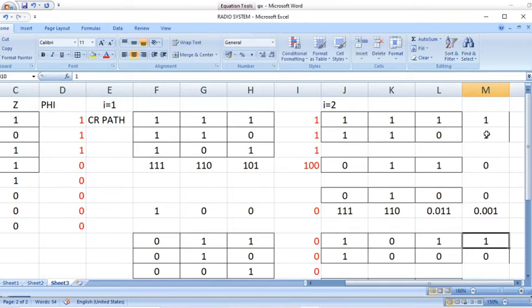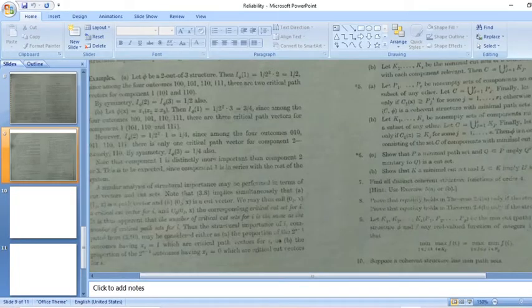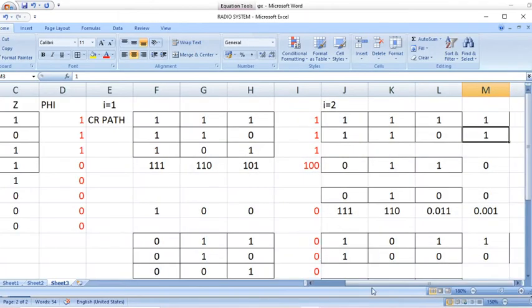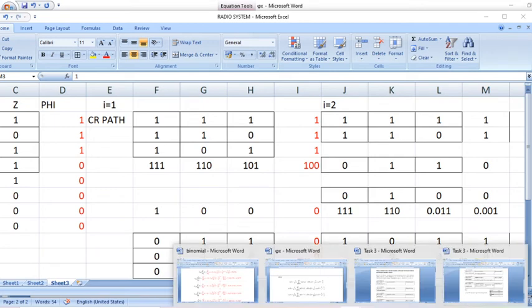So which are critical? These two are critical. This is critical. This is not critical. Yeah, this is also critical. This is not critical. At the same time, this is critical. And so only one vector is critical. Okay, so among the four components, only one vector is critical.